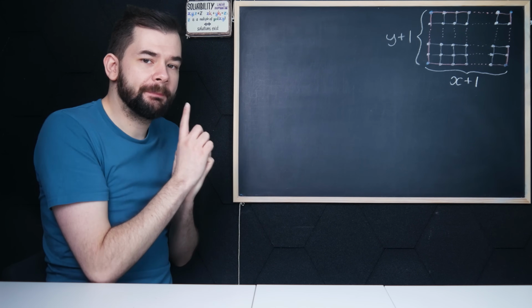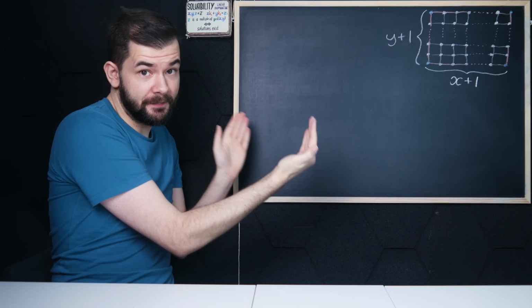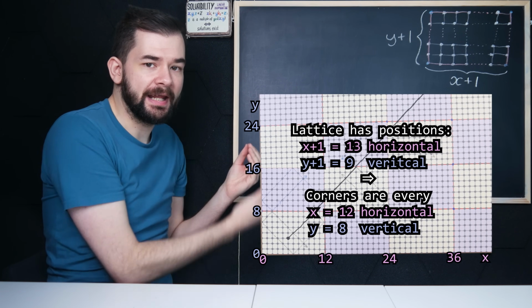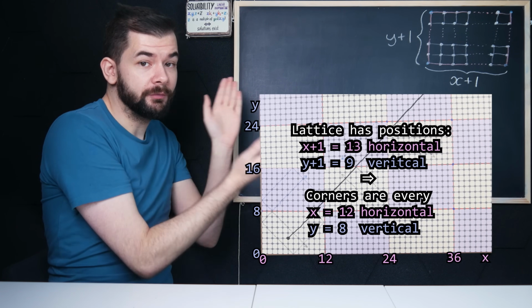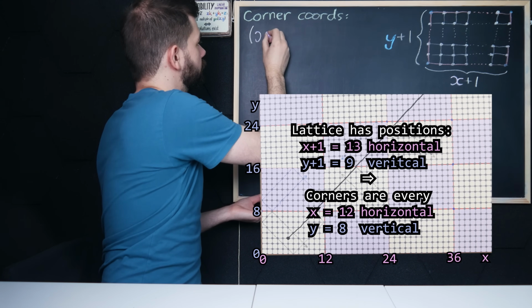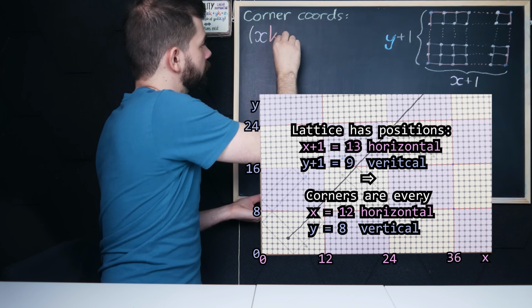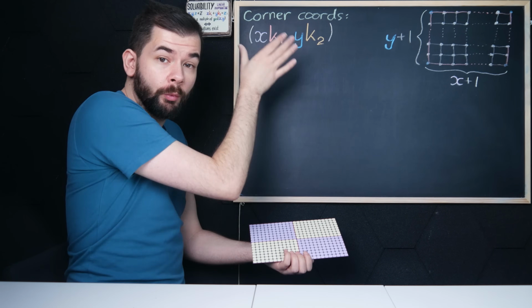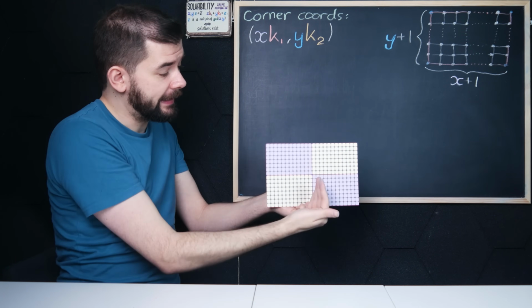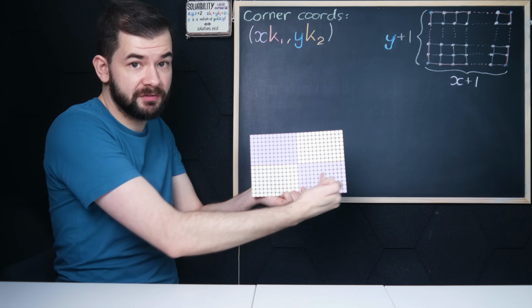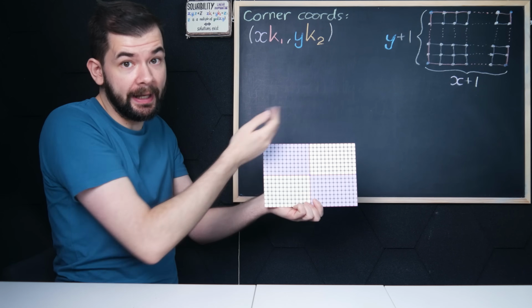Remember, the corners appear in increments 1 less than the size of the array. Remember the 13 by 9 case, which had corners in increments of 12 and 8? Well, the coordinates of the corners in the general case will be at a multiple of x horizontally and a multiple of y vertically. In other words, xk1, yk2. And remember, these are the coordinates of the corners when we duplicate the lattice over and over again. So every multiple of x that way and every multiple of y that way.